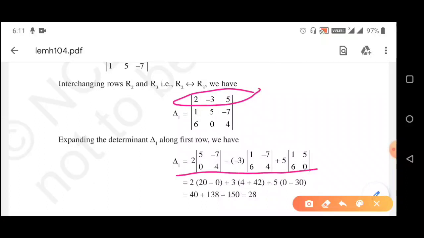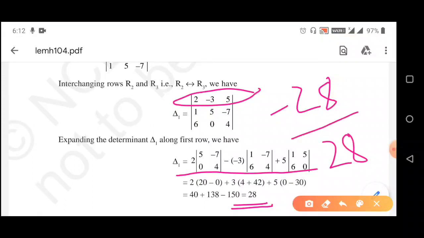So the answer is 28. In our first determinant, that means before interchanging the rows, the answer was minus 28, and after interchanging two rows, the answer is 28. So here the sign is changed. So this is property 2: if we interchange any two rows or columns of a determinant, then the sign of the determinant changes.